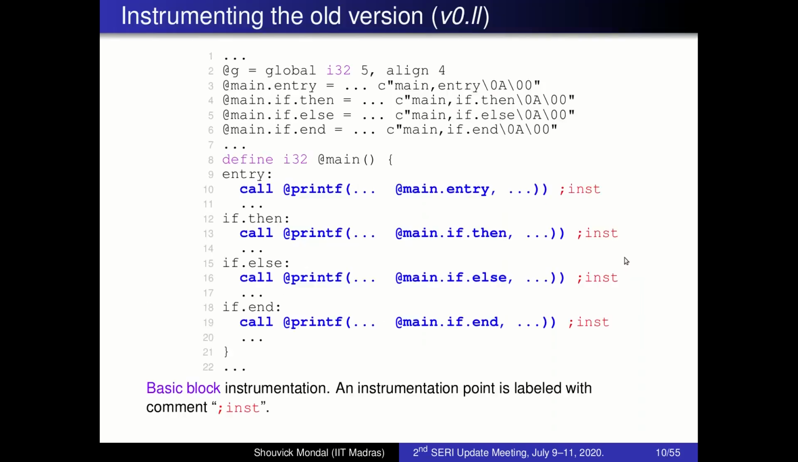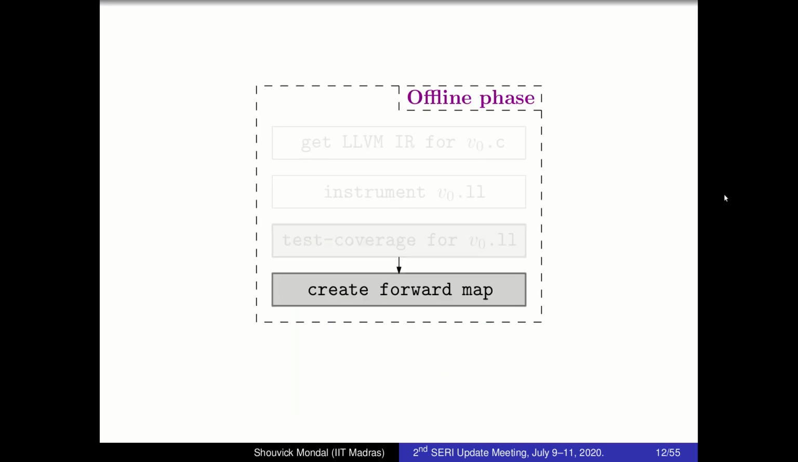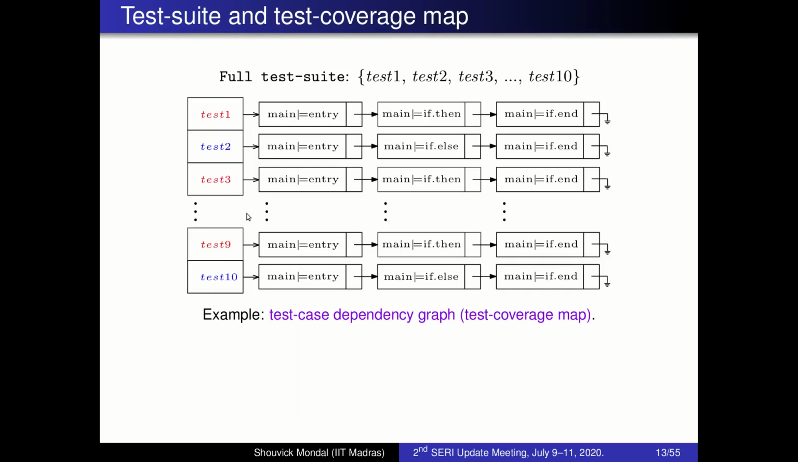Now instrument the v0.ll, inserting a printf statement which prints the label of the basic block it traverses. So you can see that this main entry, these are global variables, and these string literals also appear in the global segment. So we get the test coverage and then create the forward map, like test 1, test 2, test 3. But we have selected only 1, 3, 9. The red ones are the selected ones.